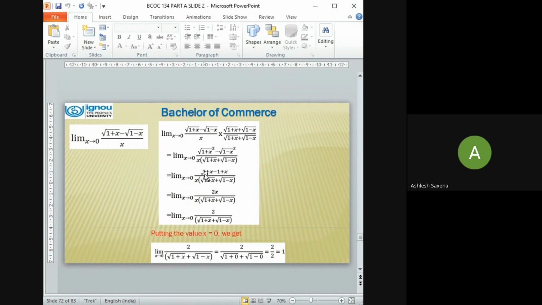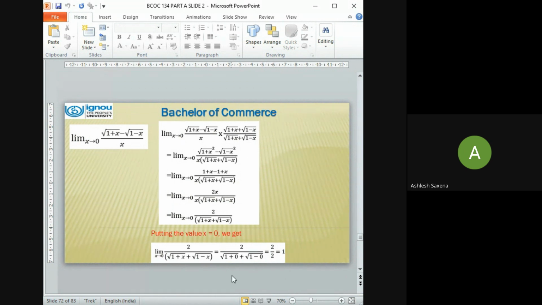You will be left with 1 plus x minus 1 plus x. Remove this. You will be left with 2x upon x. Now remove this x from this x. Now this is what you are left with. Now apply x equal to 0. You will get 2 by 2, which is 1. You can see here in this part it was 0 by 0. Now it is 1.